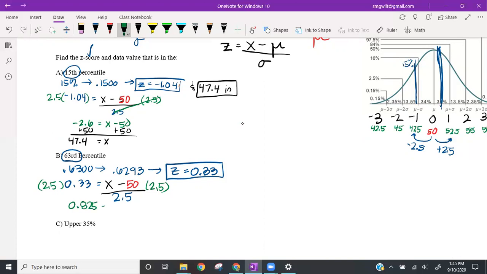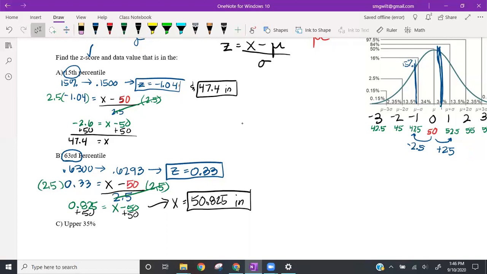that's going to give me 0.825 is equal to x minus 50. And so then adding 50 to both sides, that gives me that my x value is 50.825 inches. Okay, so again, checking for reasonableness, we said that our z-score should be between 0 and 1, which 0.33 is, and that our value should be between 50 and 52.5, which it is. Okay, so those are reasonable answers.